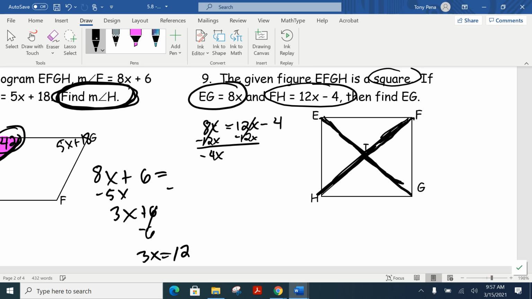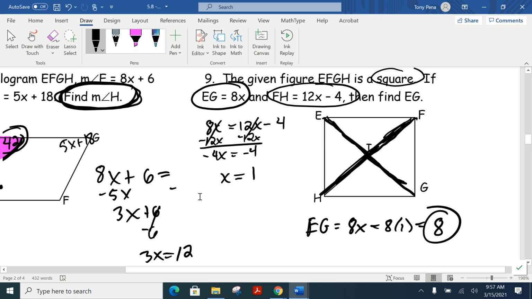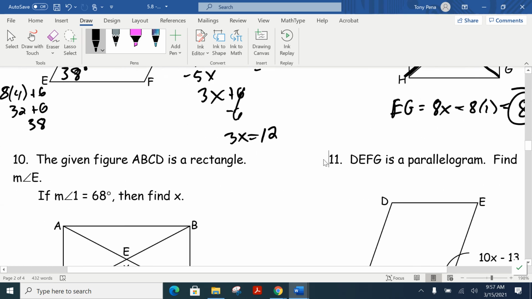So we're going to get a negative 4x equals a negative 4. Divide, and we get x to equal a 1. So now kind of to Cam's question, yeah, I gave you EG in terms of a variable, but now that we know x is a 1, then doesn't EG have to just be 8? Because EG I had given you was 8x. Now we know it's a 1, so the overall length has to be 8. Okay. Again, lots of properties here.